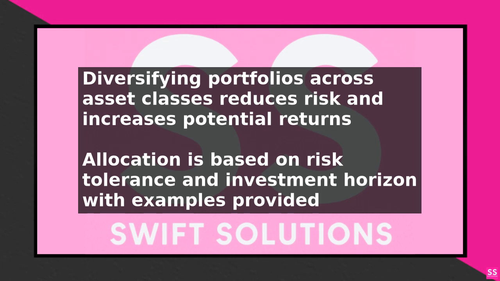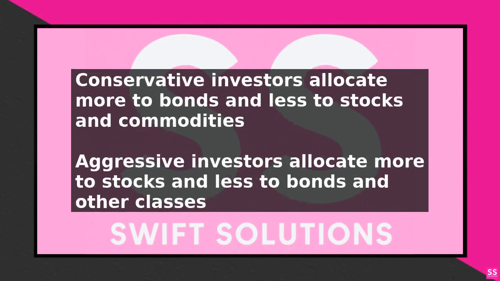For instance, a conservative investor with a short-term investment horizon may allocate 60% of their portfolio to bonds, 20% to stocks, and 20% to real estate. An aggressive investor with a longer-term investment horizon, on the other hand, may allocate 80% of their portfolio to stocks, 10% to bonds, and 10% to commodities.